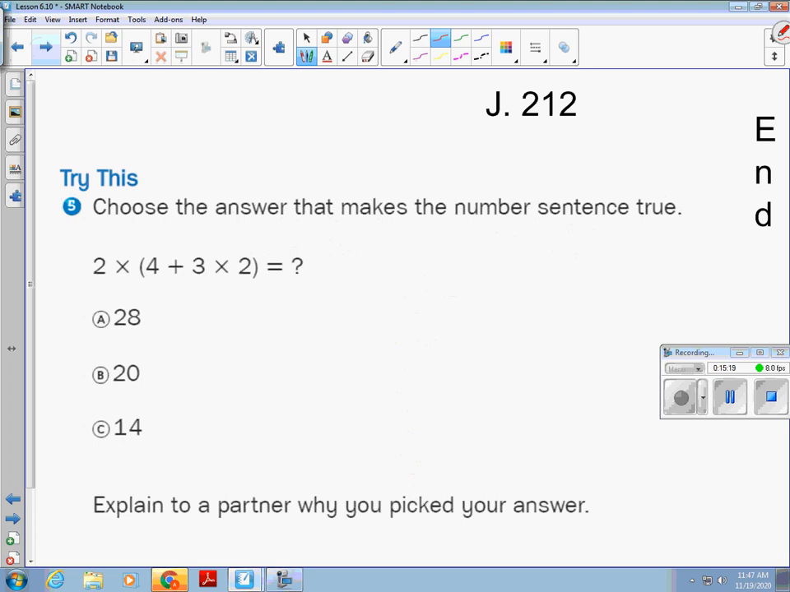All right, and on the last one, okay, I have, in parentheses, 4 plus 3 times 2. And that's where they're saying go from left to right. So I would have to do my 3 times 2 first, which is 6, and then do 4 plus 6. Okay, and that's still in parentheses, so it's 10, and then 2 times 10 equals 20. Okay, so my answer here would have been 20.